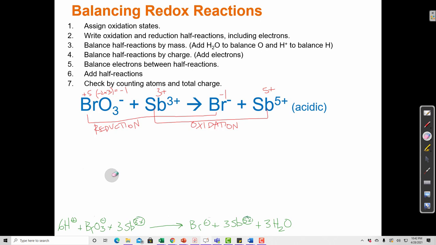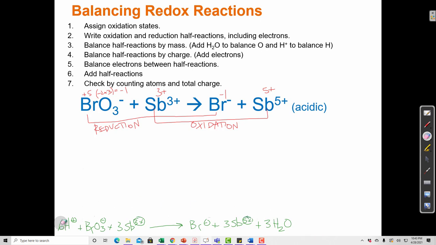All right, so let's check. 6H on this side. 3 times 2, 6H on this side, check. 1 bromine on this side, 1 bromine on this side, check. 3 oxygen on this side, 3 oxygen on this side, check. 3 antimony on this side, 3 antimony on this side, check. All the atoms are good. Okay, so we are balanced by mass.